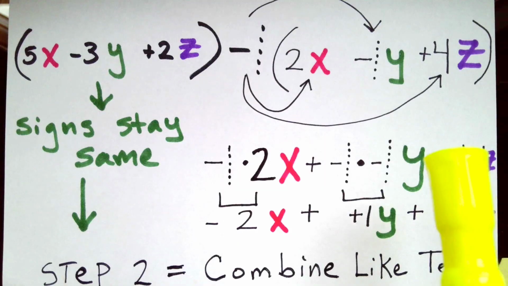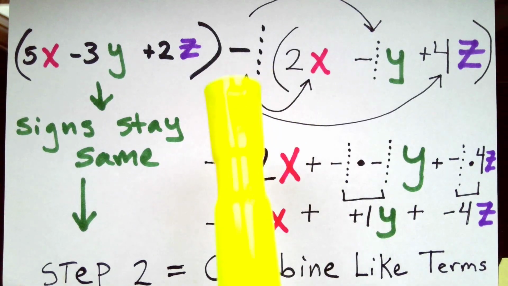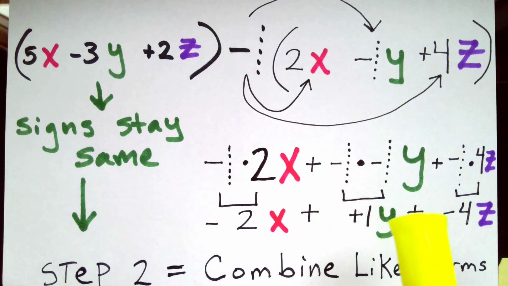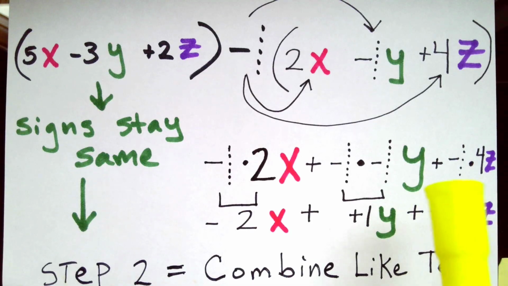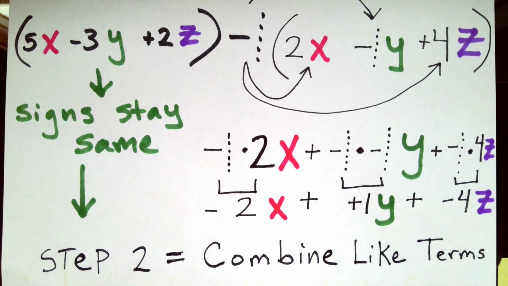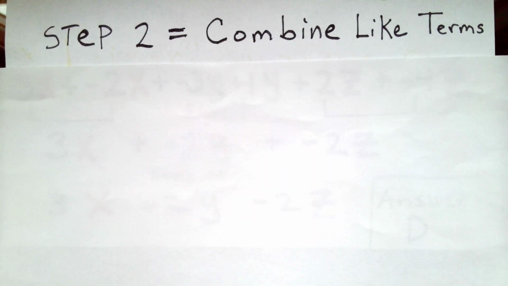All right, the next term I'm going to multiply or distribute. I put a plus, plus. And then I distribute negative 1 times a positive 4z. Negative 1 times 4 is a negative 4z. Now, in this next step, step number 2, what we're going to do is combine like terms. And then we're done.